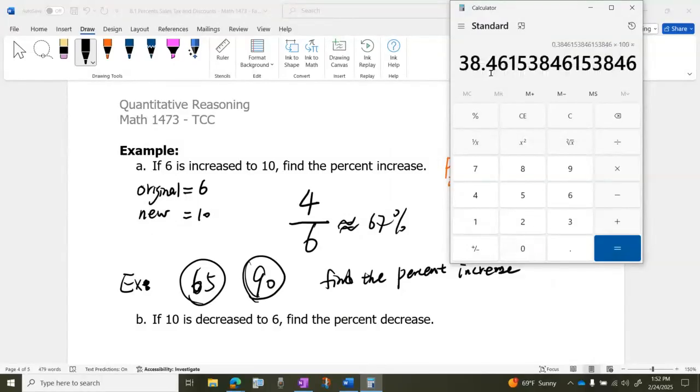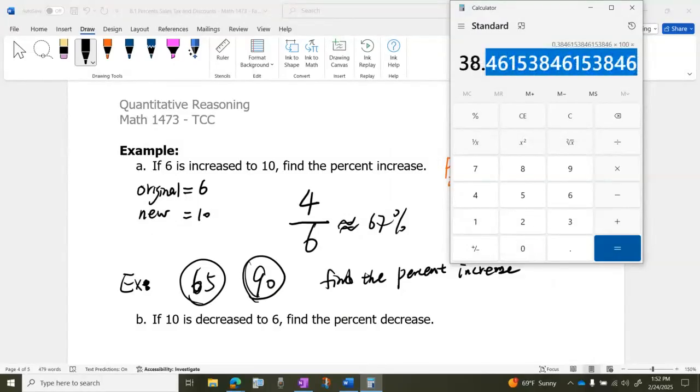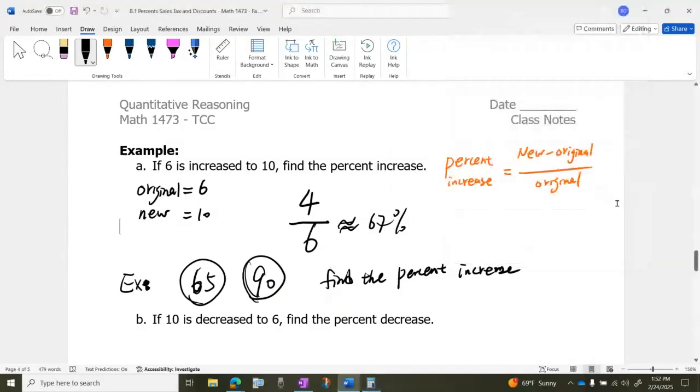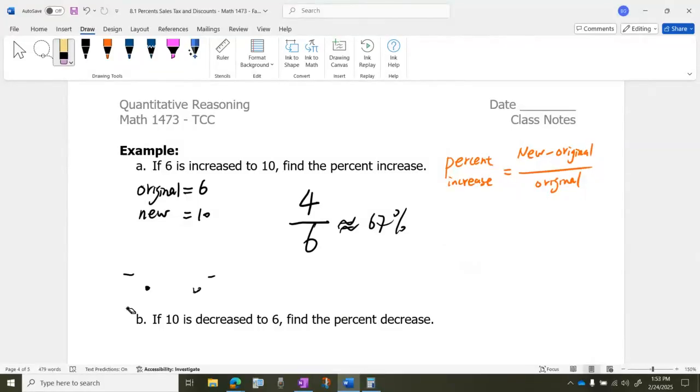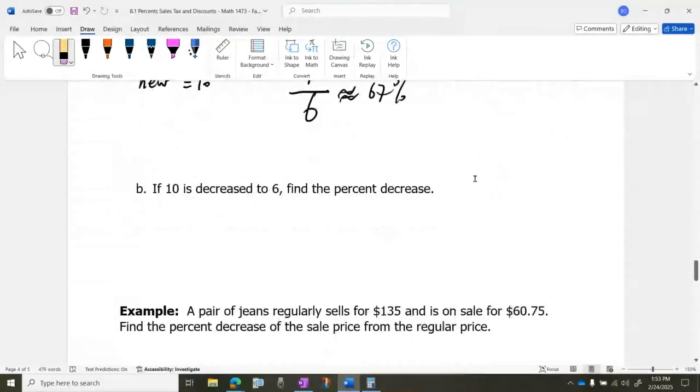Round it to the nearest integer. So we're going to cut it off, get rid of them. So 38%, because this 4 is less than 5. 38%. Awesome. Very good. So that is a percent increase. Now let's look at part B. If 10 is decreased to 6, find the percent decrease.